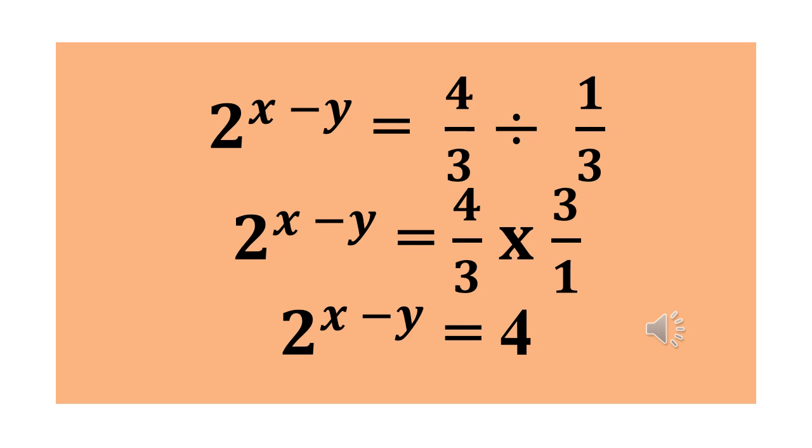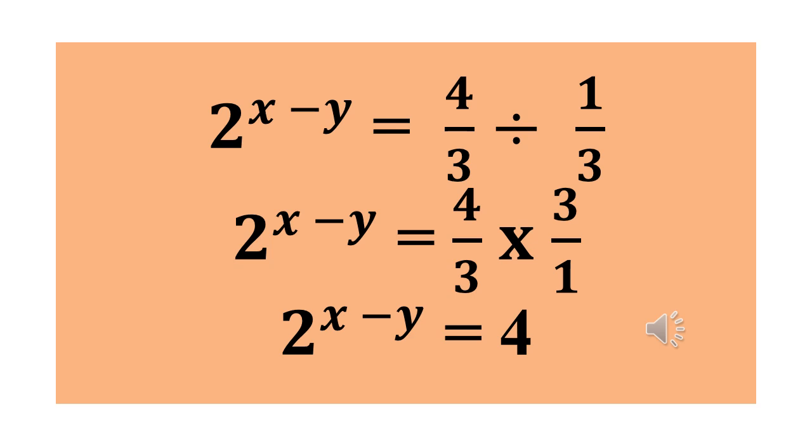So from here we have 2 raised to power x minus y equals 4 over 3 divided by 1 over 3. The division there can be changed to multiplication according to the rule of order of operation. So we have 2 raised to power x minus y equals 4 over 3 multiplied by 3 over 1. That is, when you change the division sign to multiplication, you flip the fraction that follows. That is, 1 over 3 will change to 3 over 1.